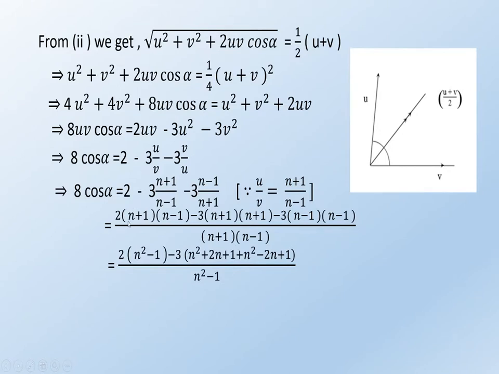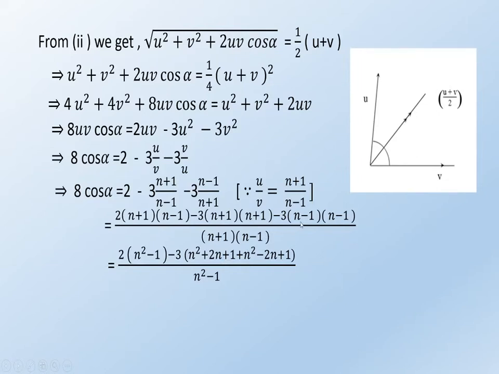But as you know, the formula a square minus b square is (a plus b) into (a minus b). So if we apply it here, we get n square minus 1. But you know, (n plus 1) into (n plus 1) is equal to (n plus 1) whole square. So if we apply the (a plus b) whole square formula, we get n square plus 2n plus 1.